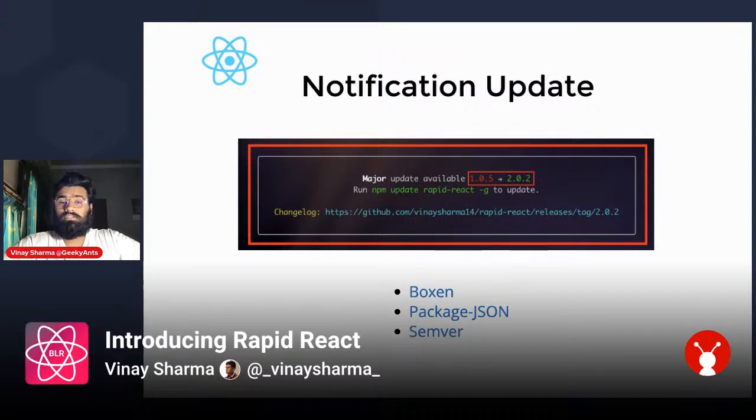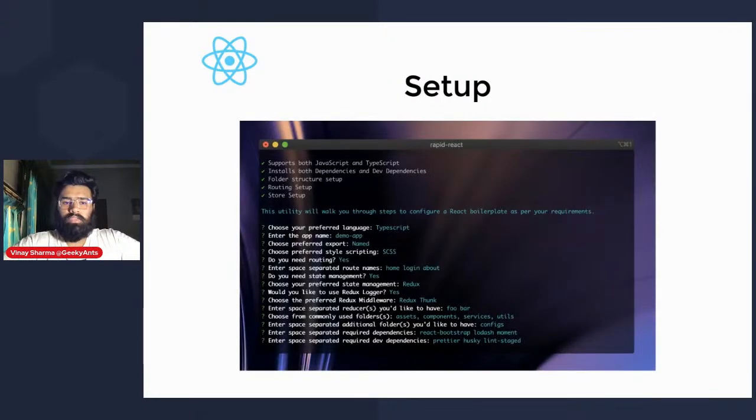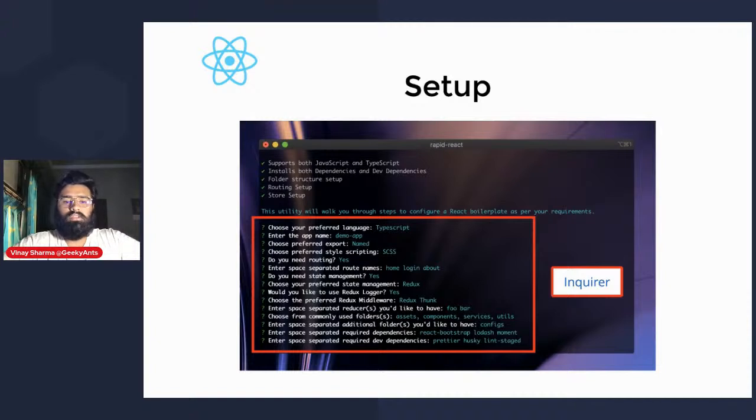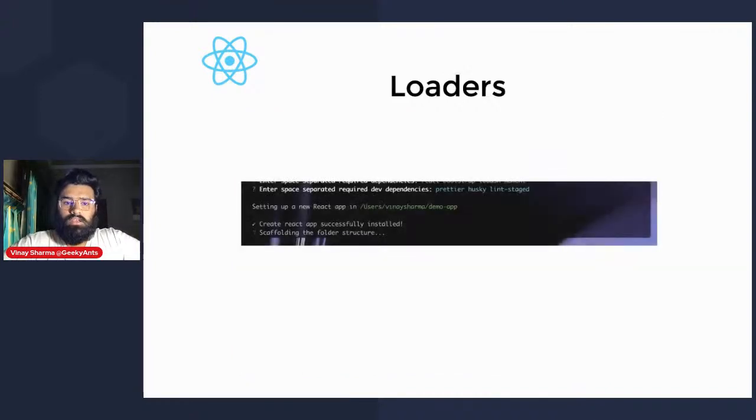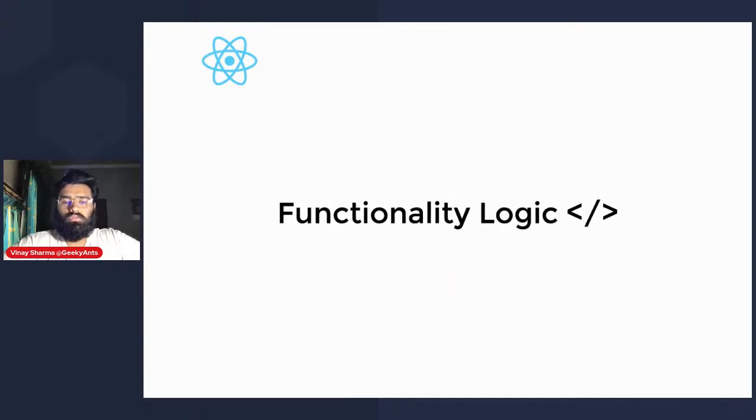Then package-json is the library which fetches the remote package version from npm. Semver is a package which tells us if there's any change in the semantic versioning or not. And semver-diff is going to tell me the type of update which is available, which can be major, minor, patch, or a pre-release candidate. Coming on to this setup, it's being handled by an amazing library, which is Inquirer. It's an interactive way to ask the user what configuration you need to have with your entire React application. Loaders have been handled by Ora. And then we're going to come to functionality logic.